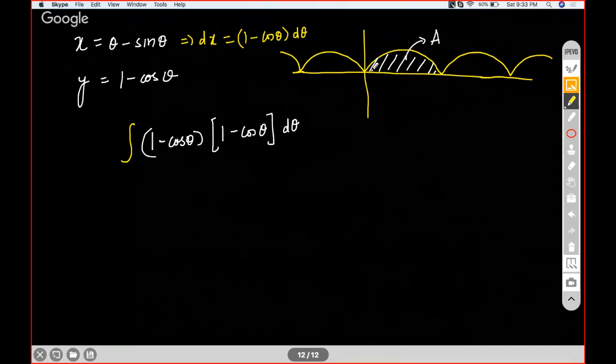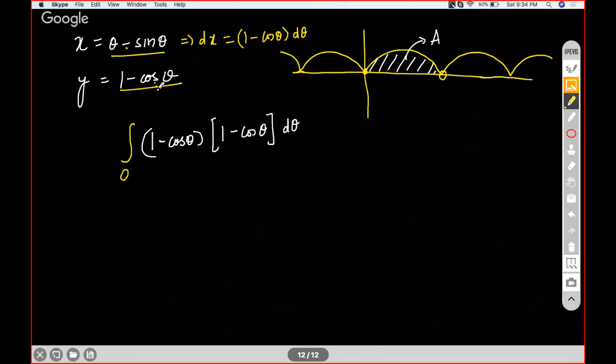What will be the theta corresponding to this point? It should be from 0 to pi. Not pi, right? This is a point where both are 0. So tell me an angle for which both are 0. Theta is 0. So it has to be 0.